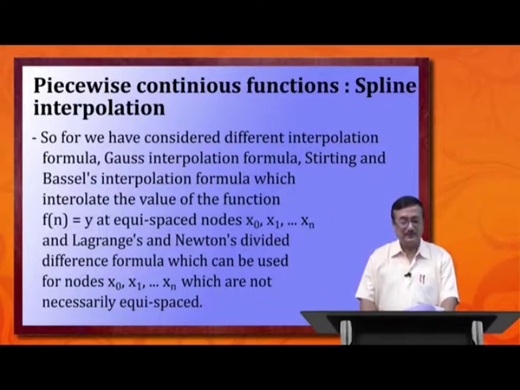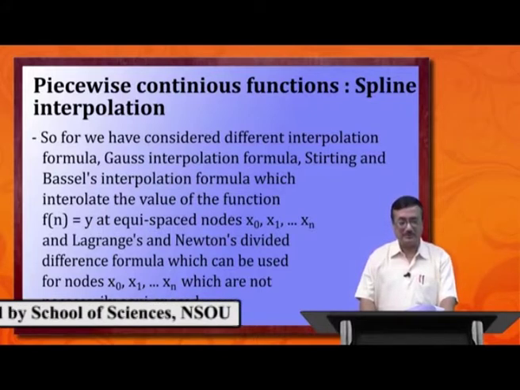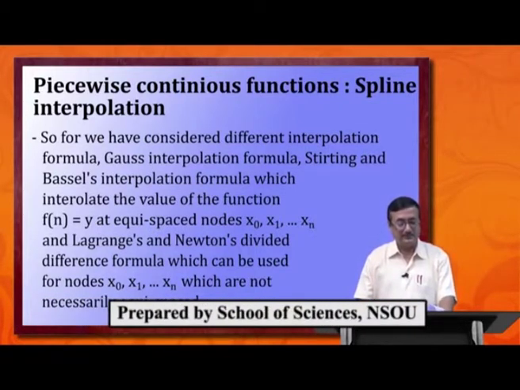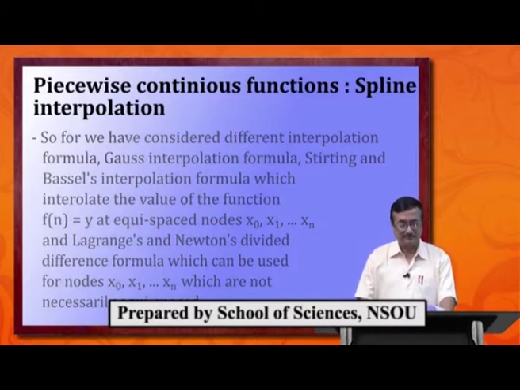Bessel's formula, which interpolate the values of the function f(x) = y at equispaced nodes, and we have Lagrange's and Newton's divided difference formula, which can be used for nodes x0, x1 up to xn which are not necessarily equispaced. And we have also the Hermite polynomial with the interpolating points x0, x1 up to xn not necessarily equispaced, which takes care of the value of the function at the nodal points as well as the value of their derivatives at the nodal points.